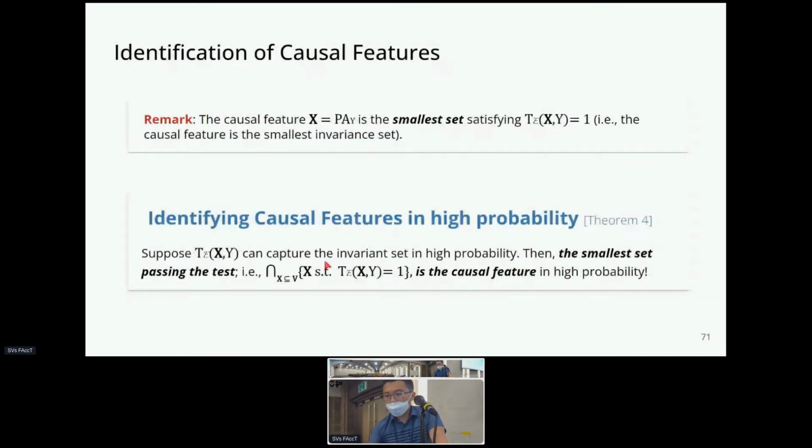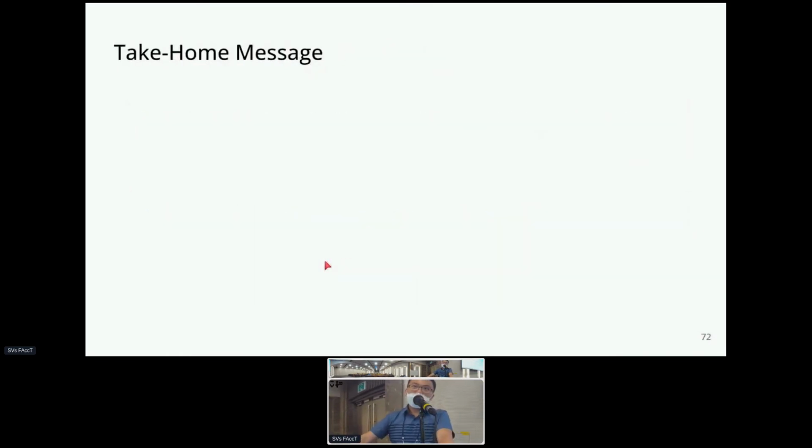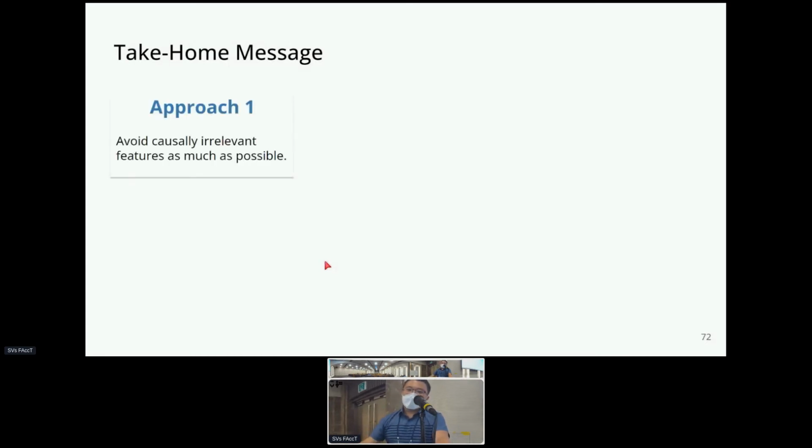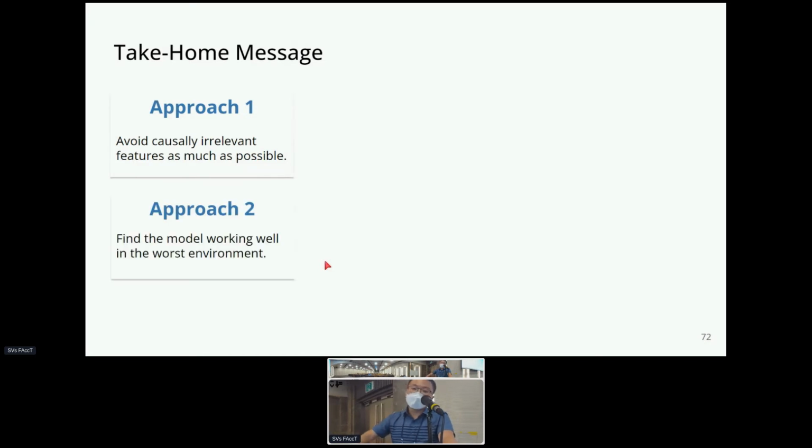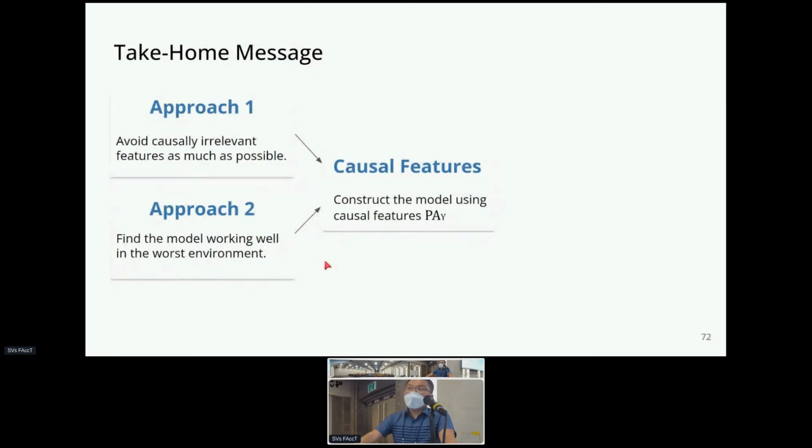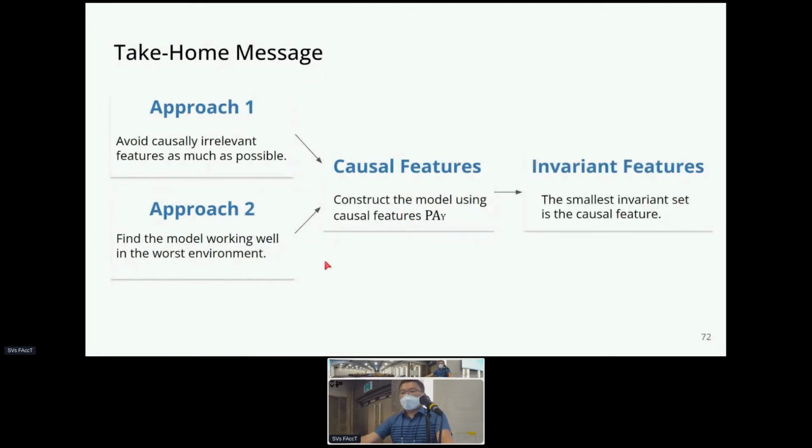All right, so now let's summarize what I have been talking about so far. To prevent the short-term learning bias, we consider two approaches. The first approach is to avoid the causally irrelevant features. And the second approach is to find the model working well in the worst environment. And these two approaches give one lesson: let's use the causal feature for building the model. And we say that the smallest invariant set is a causal feature in high probability.